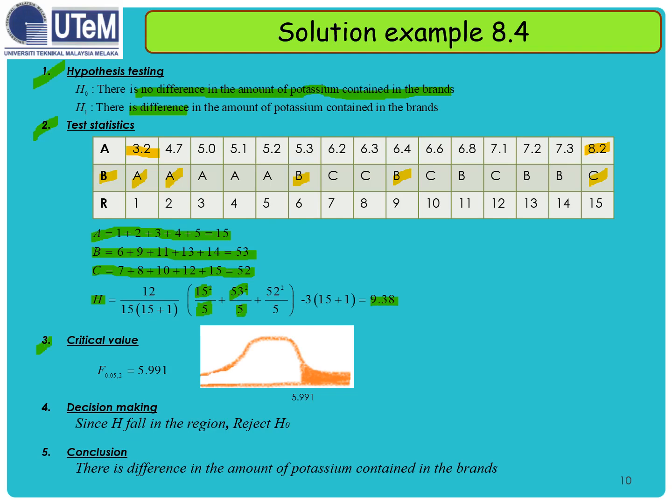And the third step is the critical value. So we have to refer to the chi-square table, alpha 0.05, and 2 degrees of freedom, which is k minus 1. K is the number of groups. Since we have 3 groups, A, B, C, minus 1, we get 2. And the answer is 5.991. So it will be the critical value. Since 9.38 falls in the rejection region, we have to reject H null. So the conclusion is there is a difference in the amount of potassium contained in the brands.